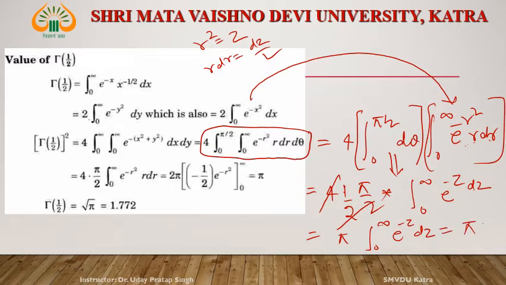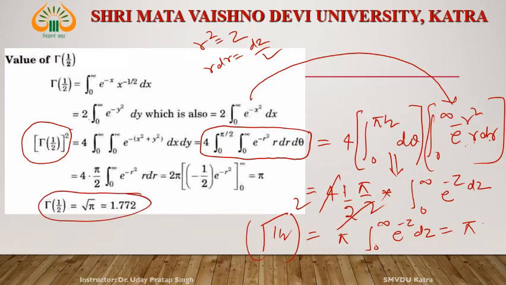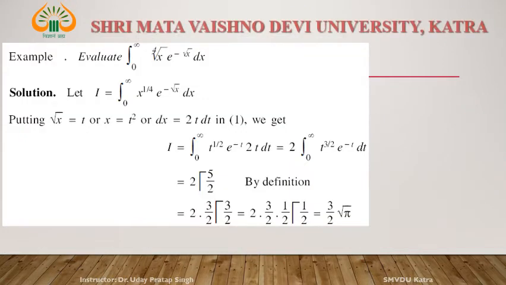And what is the left hand side? Left hand side is gamma 1 by 2 square. Then what is gamma 1 by 2? Gamma 1 by 2 is equal to square root of pi. Later on we will prove, by some different method, that gamma 1 by 2 is equal to square root of pi. Now let us see some more examples.